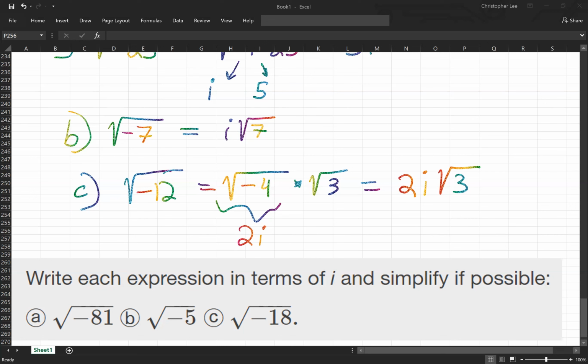Hold on, Chris. Wait, for the first one? Yeah. What's the square root of 81? Just plain 9. Oh, you don't have to break it down though? That's it.